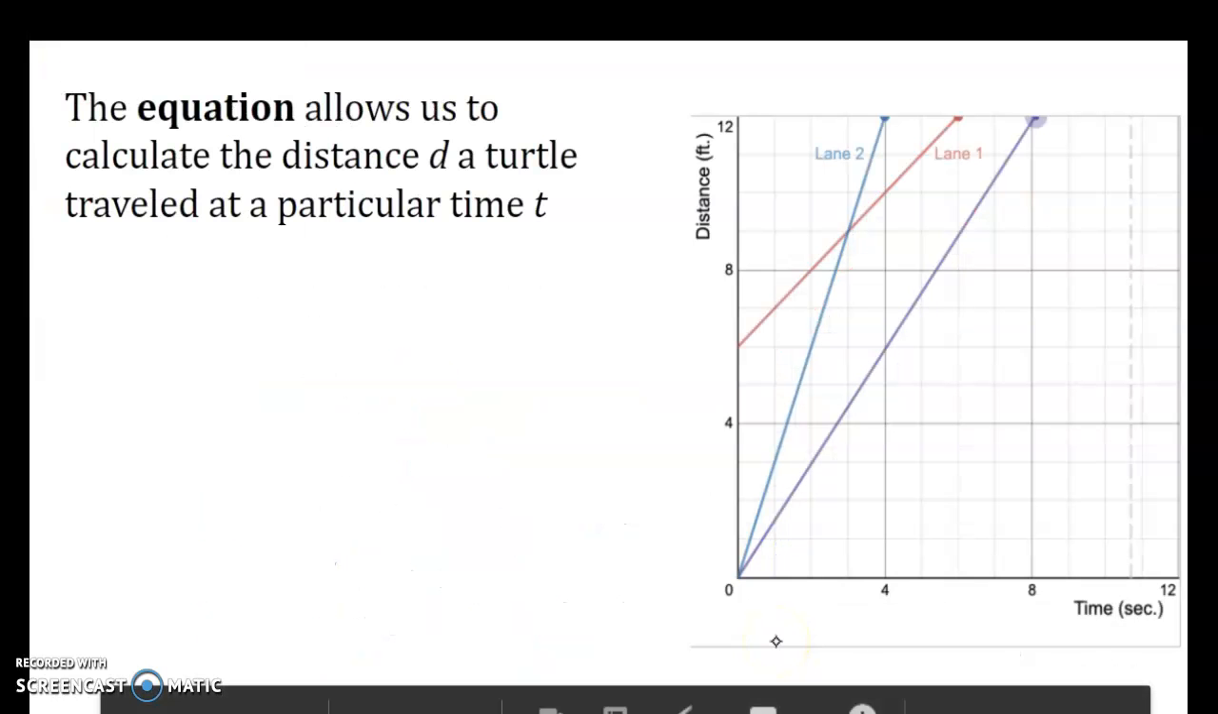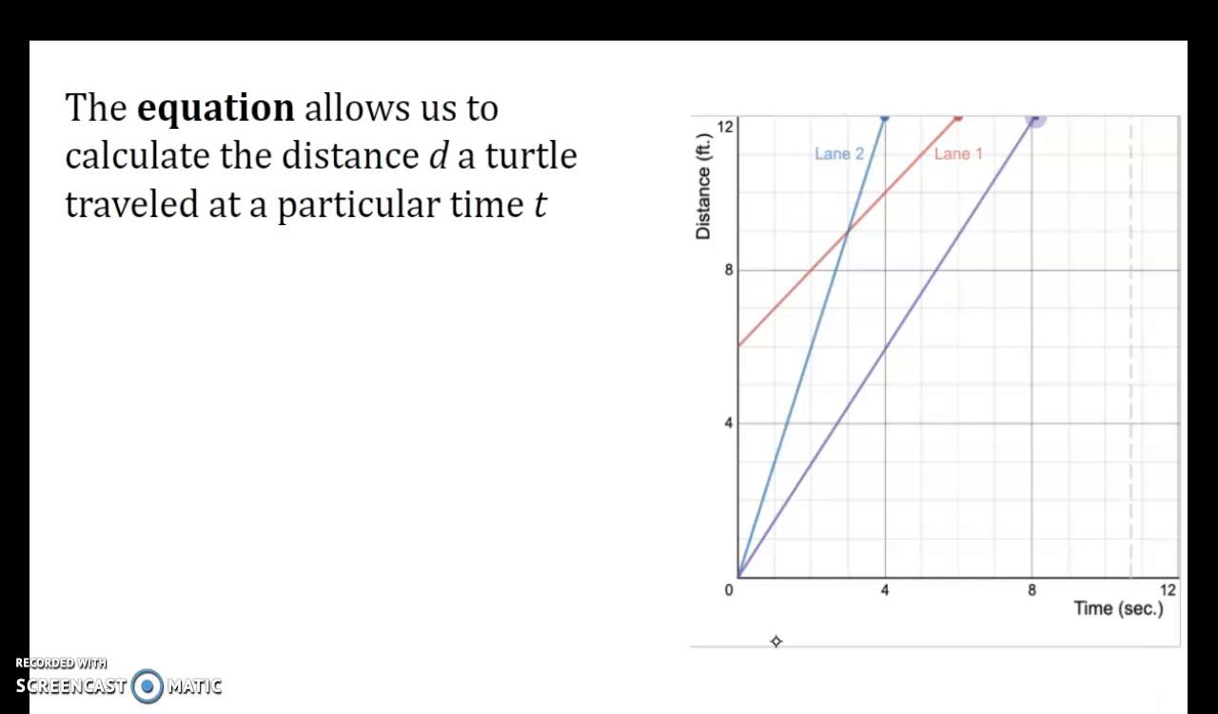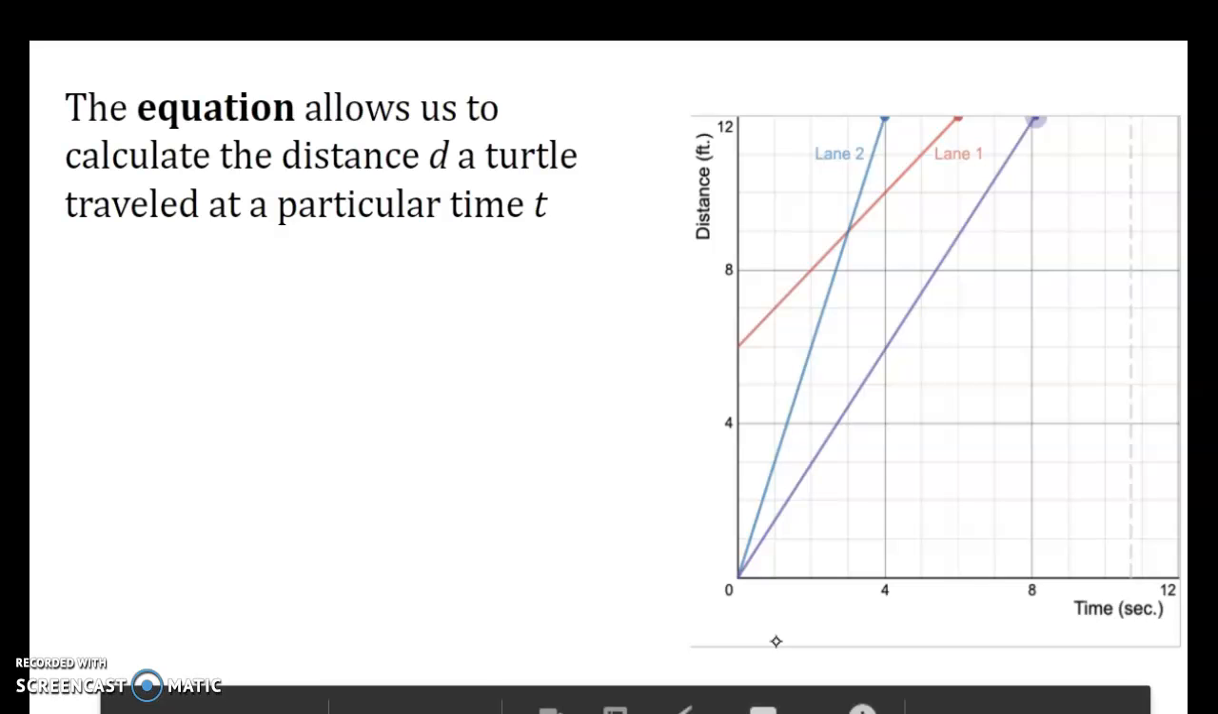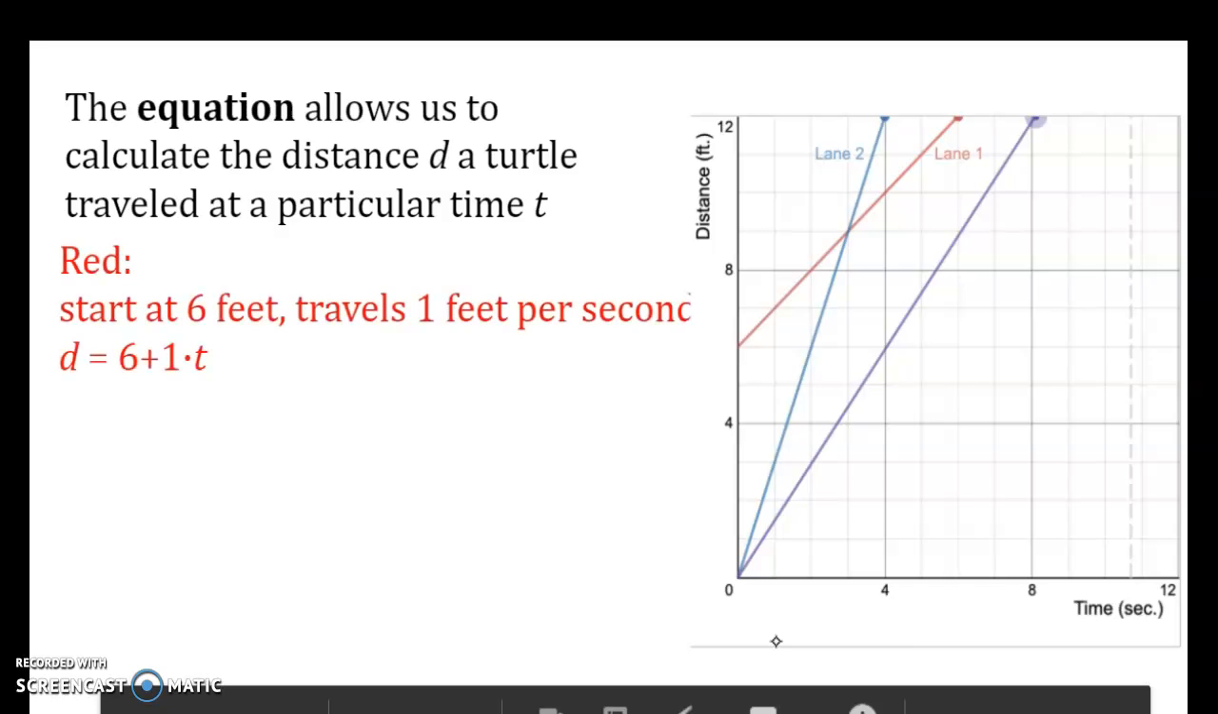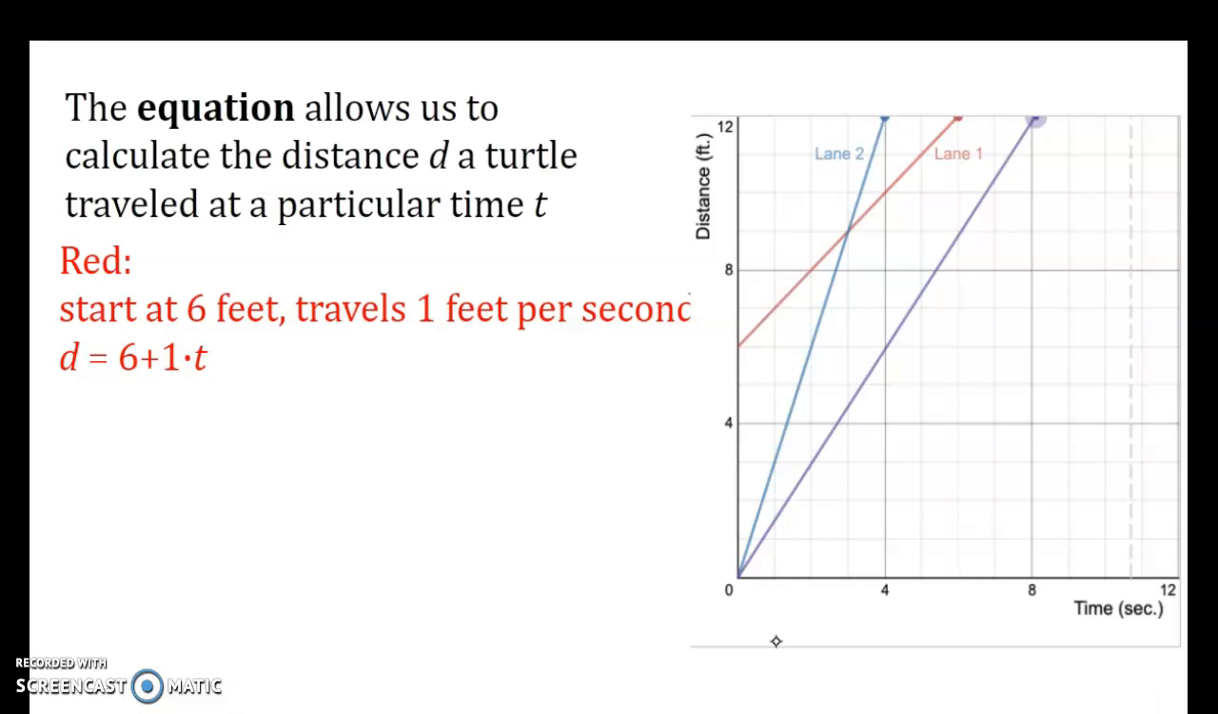Okay, so why did we figure out the equation? Because when you have the equation, it allows us to calculate the distance d a turtle travels at any particular time t. So we don't have to just know when it reaches the end. We can figure out how far the purple turtle was from the start line when time was 4. It's right here. Or how far was the blue turtle when time was 4? He was over there. When time was 4, where was the red turtle? It was there.